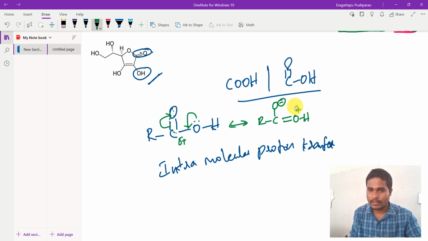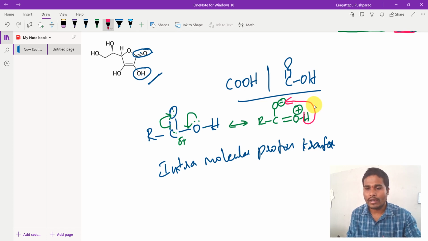Since oxygen contains a positive charge, it will lose its proton. That proton will be captured by your O minus. And this is how the proton gets transferred from one oxygen to the other oxygen. So this is what happens in any carboxylic acid compound.